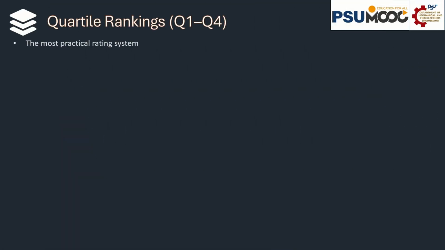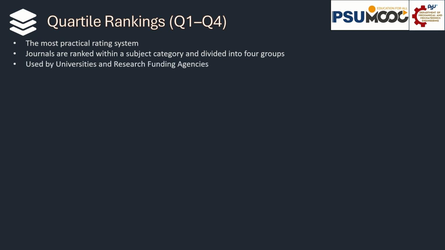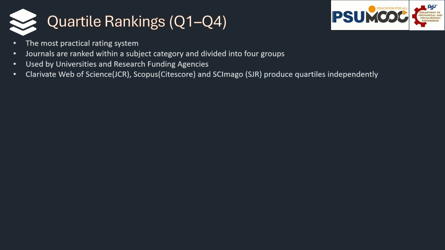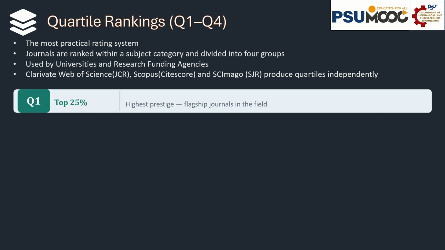Now let's look at quartile rankings. These are perhaps the most practical way to assess journal quality. Journals are divided into 4 groups within a subject category. Many universities and funding agencies use quartile rankings when evaluating publications. Clarivate Web of Science, Scopus, and Scimago all produce quartiles independently. In all these cases, Q1 represents the top 25%, or the highest prestige flagship journals in any particular field.